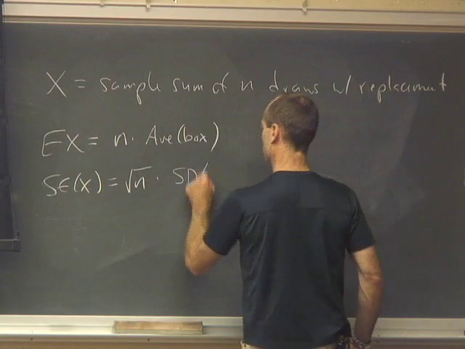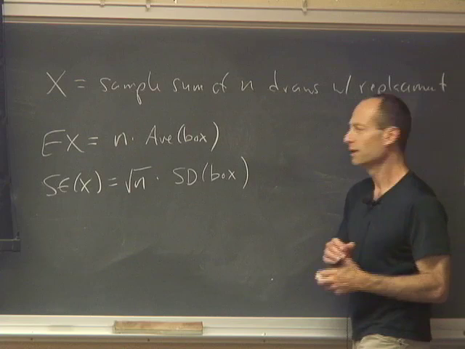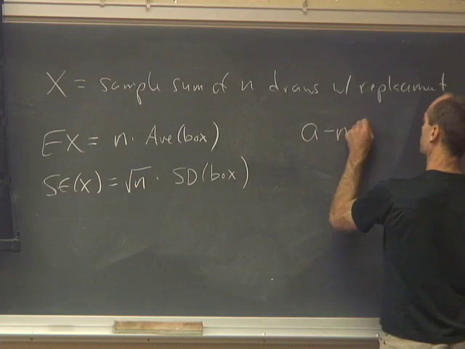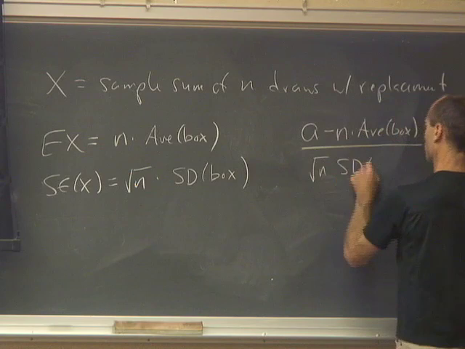Right, the standard error of X would be root n times the standard deviation of the box. Yep. And so to convert A to standard units, we're looking at A minus n times the average of the box, divided by the square root of n times the SD of the box. Right, and similarly for B.